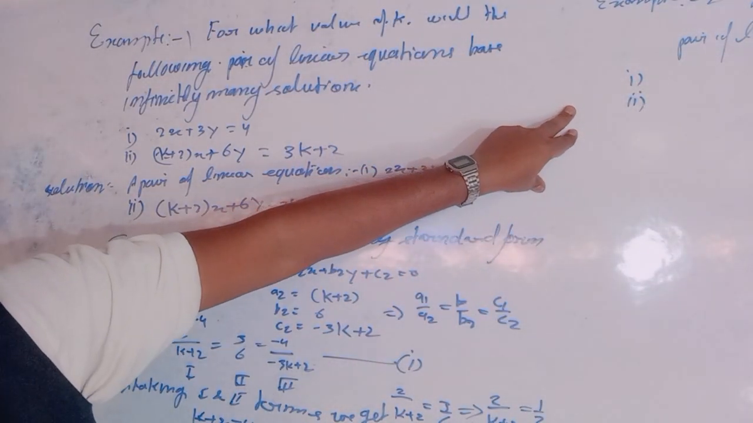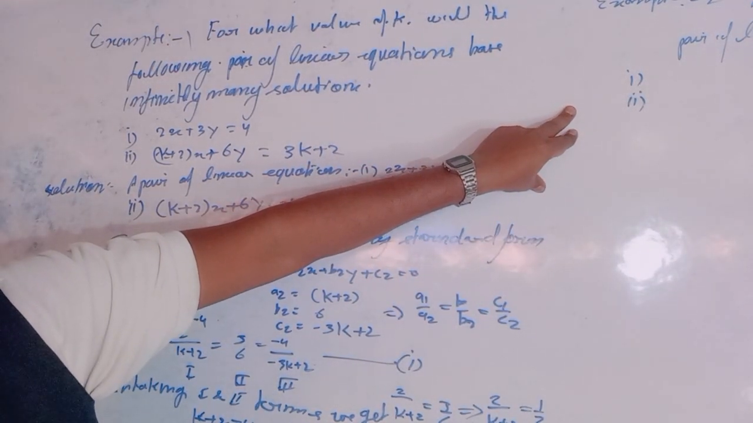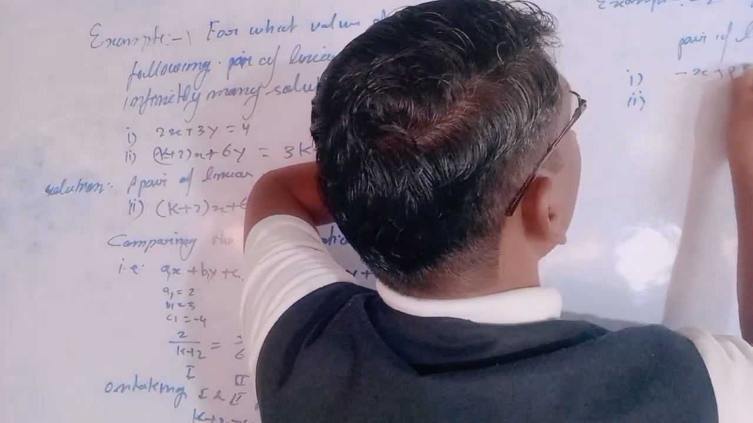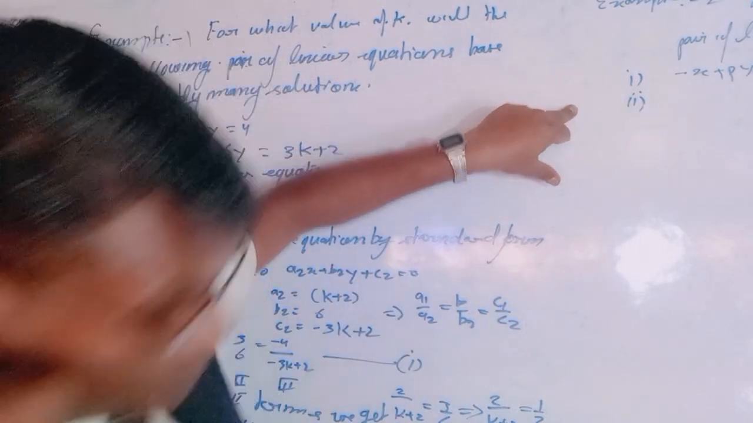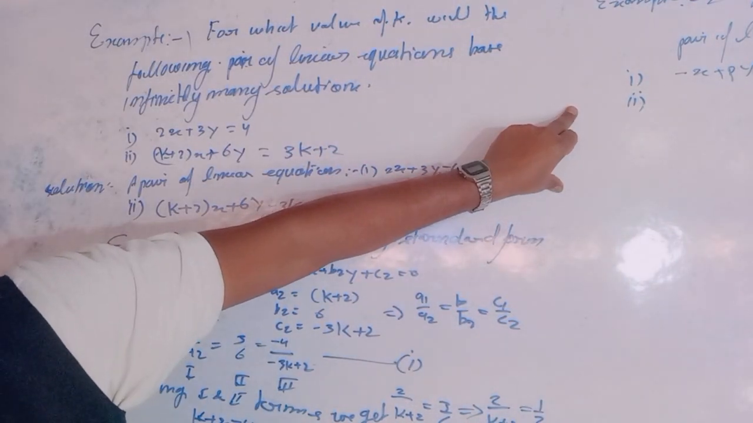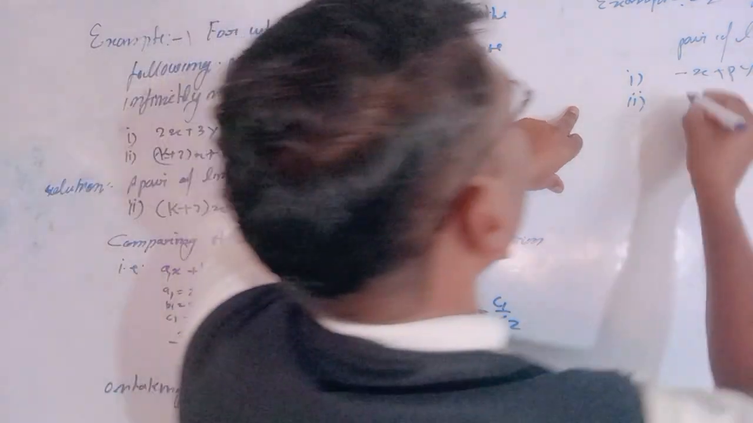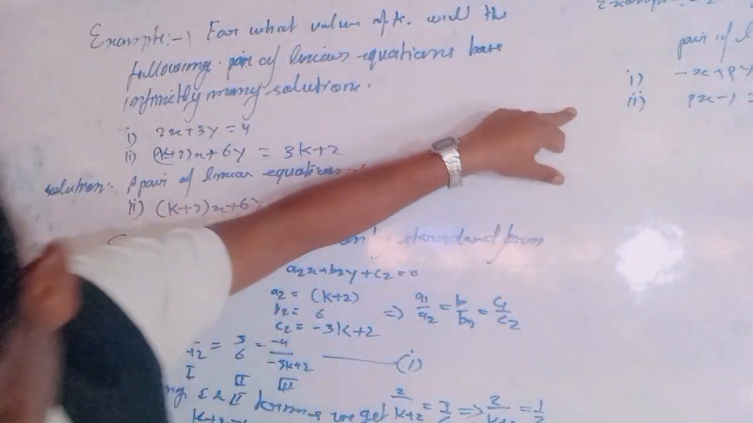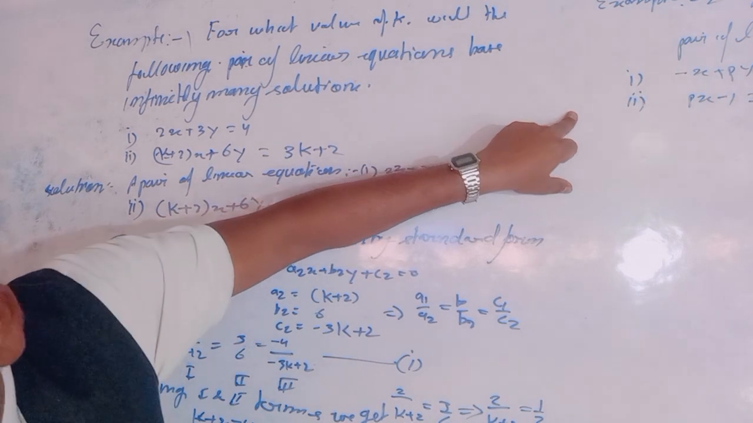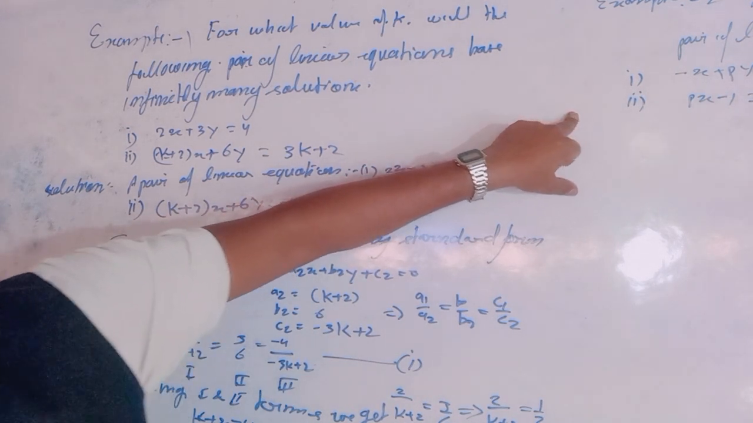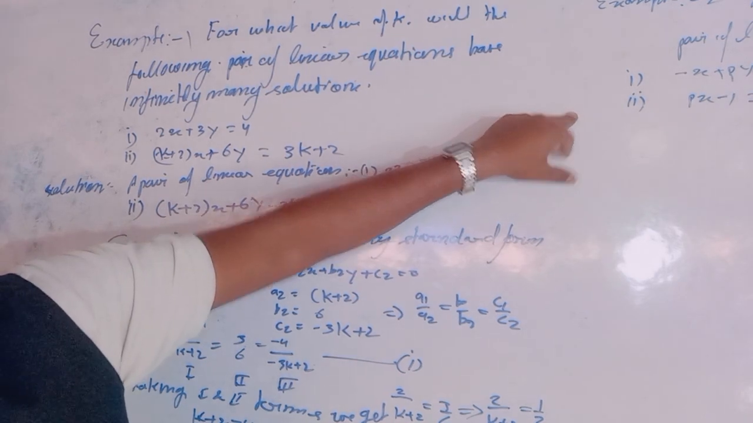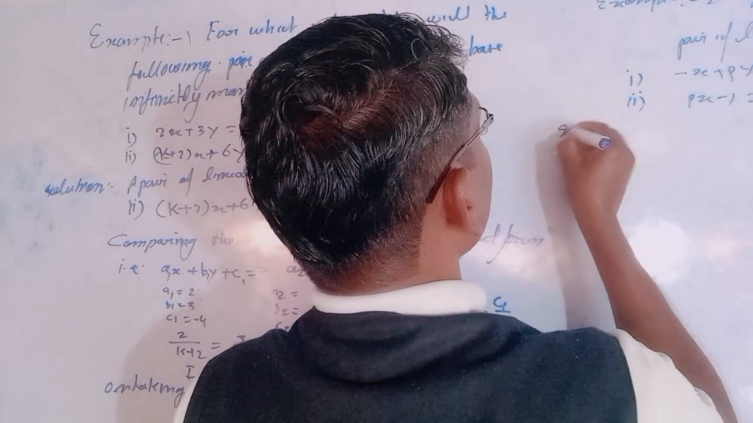The first equation given is minus x plus py is equal to 1, and the second equation is px minus y is equal to 1. So these are the given equations. Now the solution.